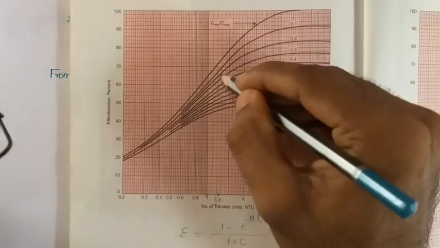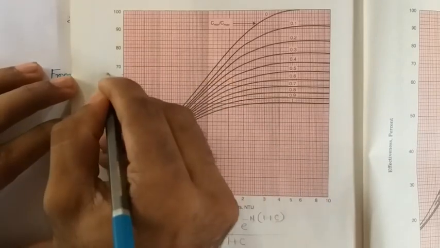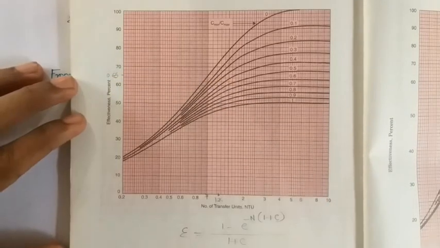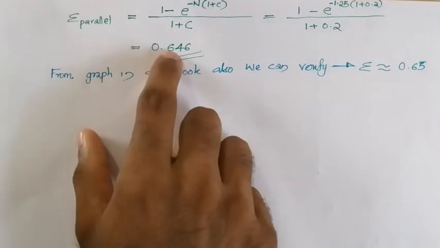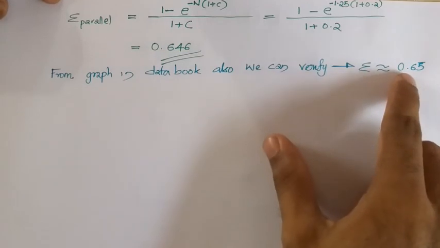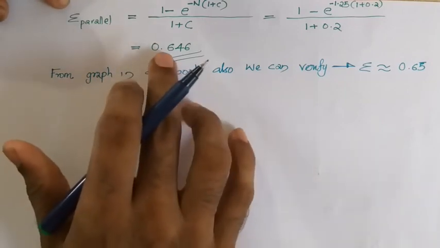So the 0.2 curve will be intersecting somewhere here, which, if you are plotting, you will be getting around 0.65 from the graph. Here, from the numerical equation, after substituting, you will be getting 0.646. Just verify that it is around 0.65. Anyway, you will be using this effectiveness for all the other calculations. So one part, the effectiveness, we have solved.